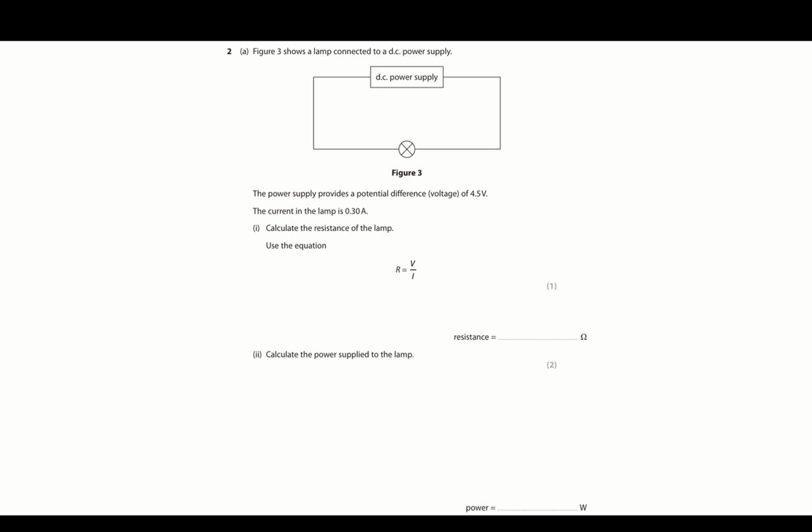Okay, question 2 is on circuits. Really nice question for a higher tier paper, this. So our first one is we're going to have to use our V = I R. They even tell you the formula to be used. So the power supply is 4.5 volts, perfect, no unit change.